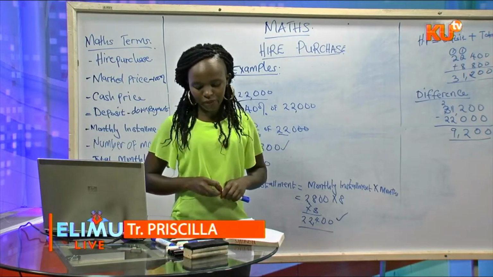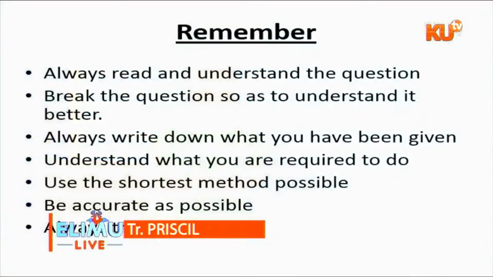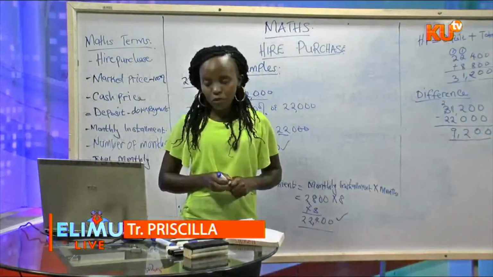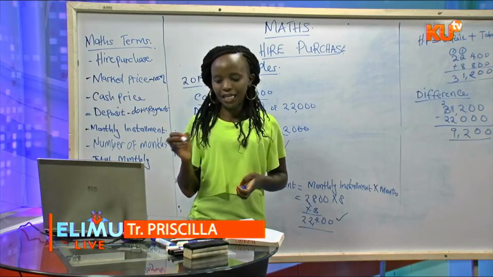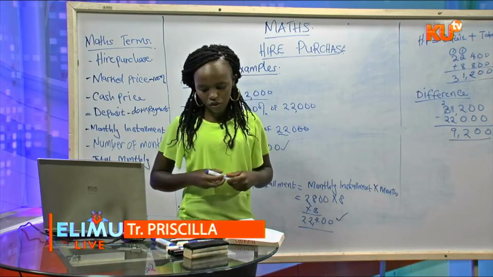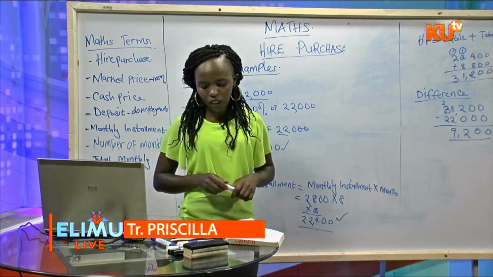Then, point number 3 to remember. Always write down what you have been given, whether you know how to calculate it or not, whether you know how to solve a problem or not. First of all, write down what you have been given. After that, point number 4, understand what you are required to do. What does the question require? What is the question asking? Most of the times you are encouraged even to underline the keywords in a question so that you can understand what you are required to do.